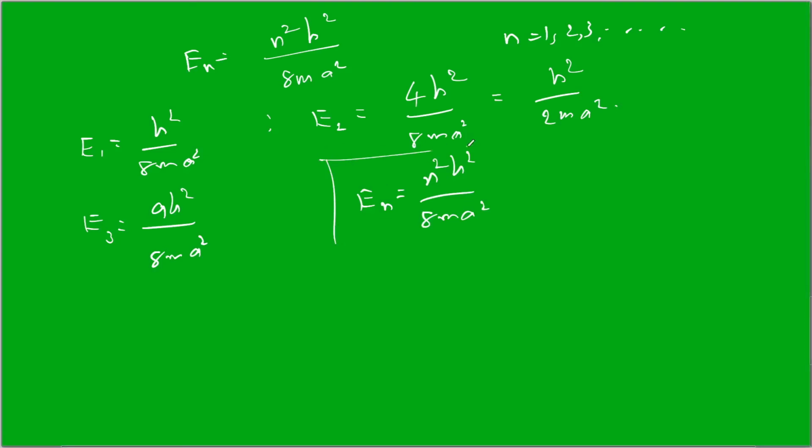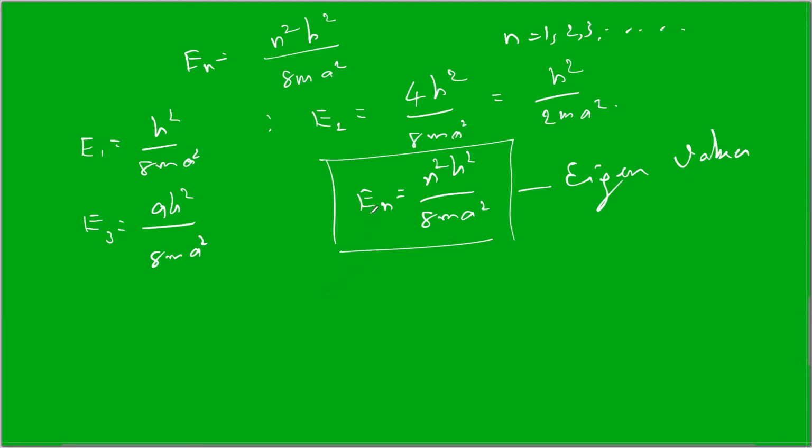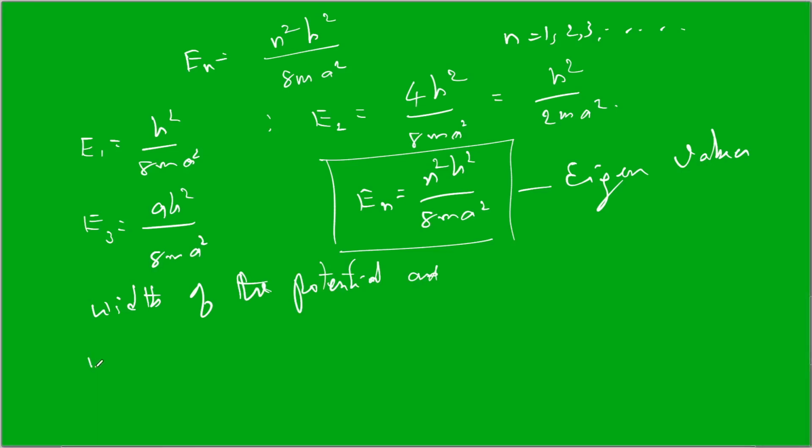Here, En is known as the eigenvalues. Please note that eigenvalues are dependent on the width of the potential and mass of the particle. They are also dependent on the quantum number.